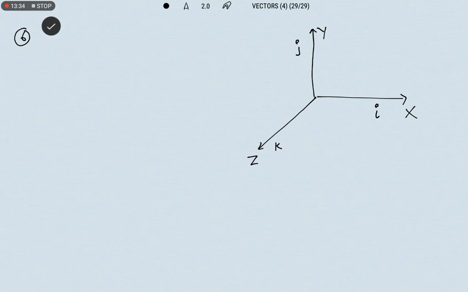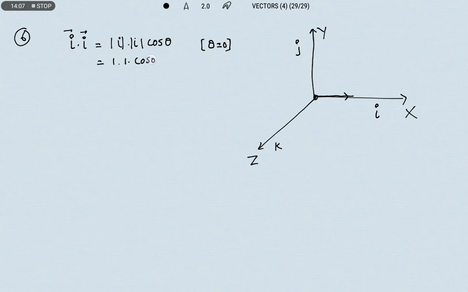Okay, let us write i bar dot i bar. So a bar dot b bar is mod a mod b into cos theta. So if you take another vector along x-axis, that is also in the same direction. That means what is the angle between i and i? Theta equals 0. So magnitude of i is 1, 1 into 1 into cos 0. Cos 0 value is 1. So the product i dot i is 1.